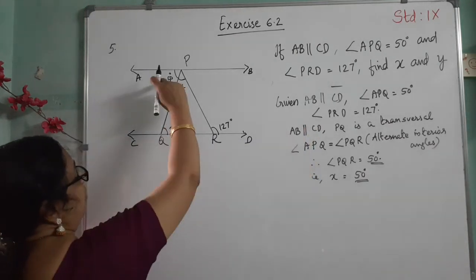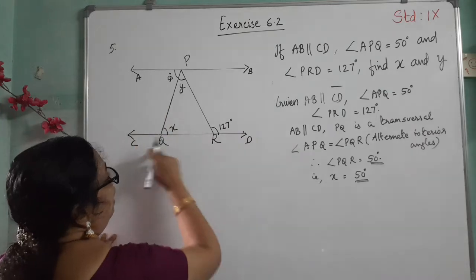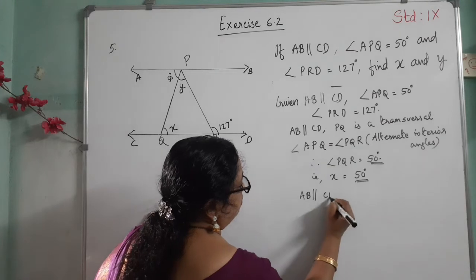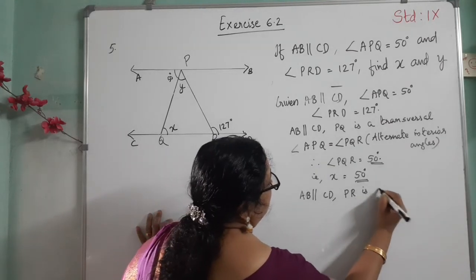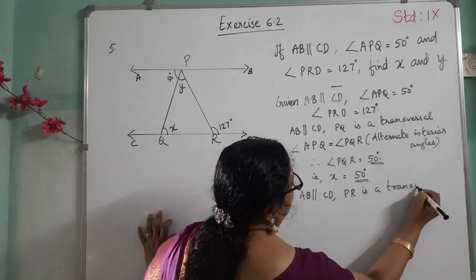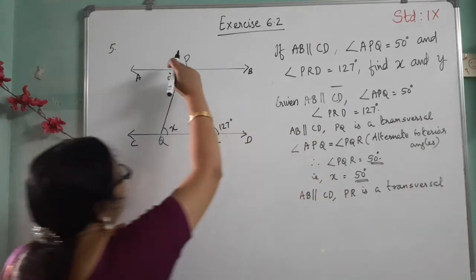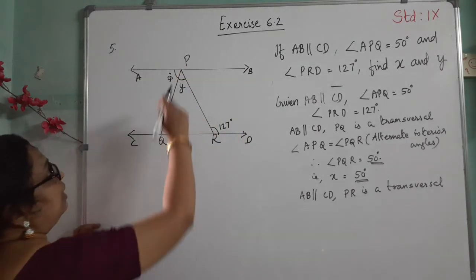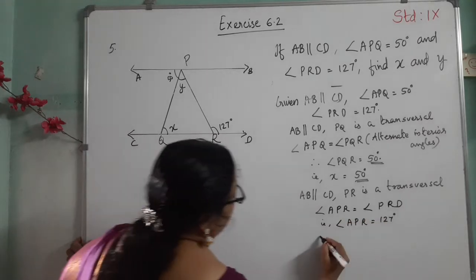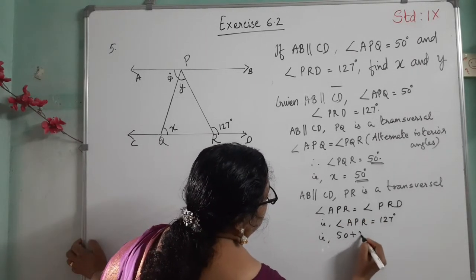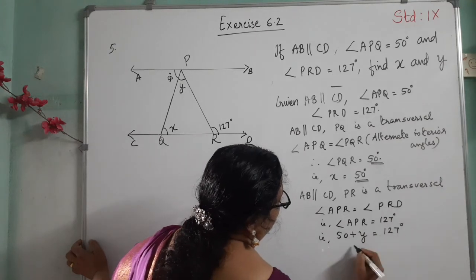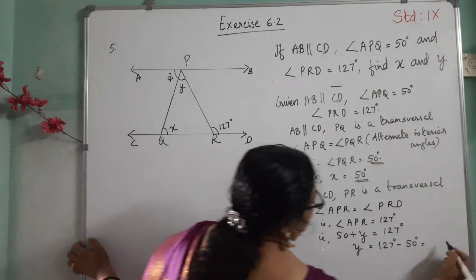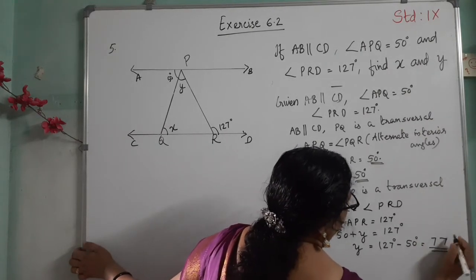Then we want to find out Y, this angle. Next we write AB parallel to CD and PR is the transversal. Then this angle and this angle are alternate interior angles. APR is 127 degrees. That is 50 plus Y equals 127 degrees, which means Y is equal to 127 degrees minus 50 degrees, that equals 77 degrees.